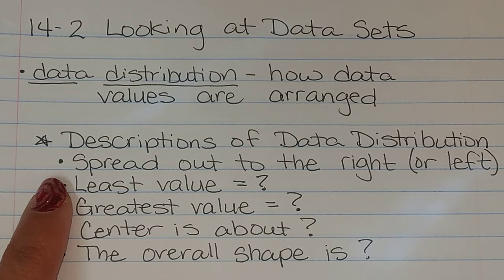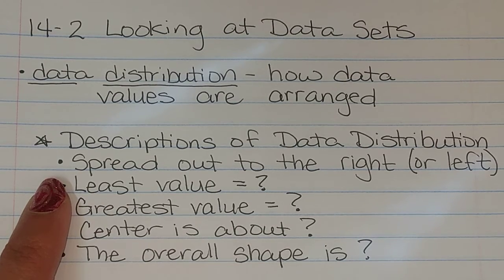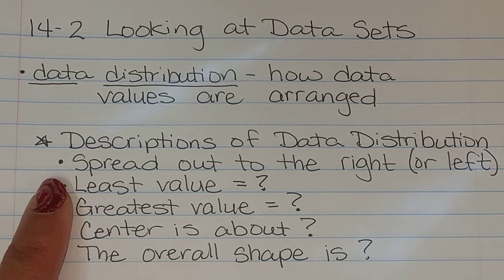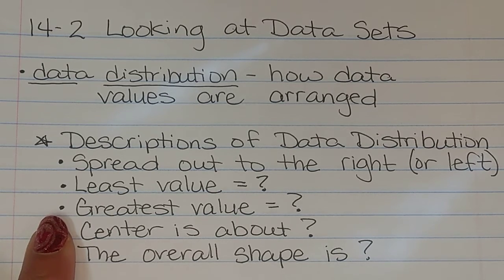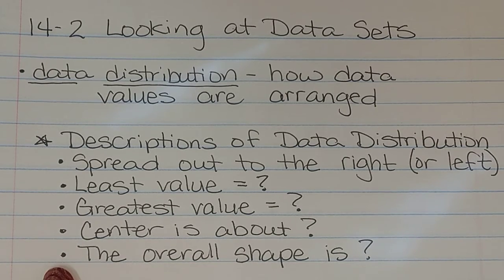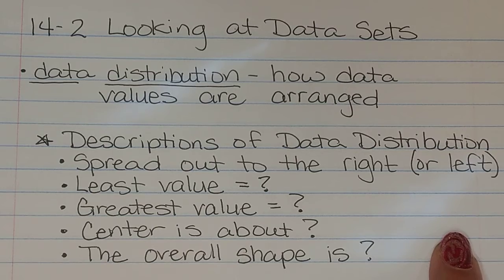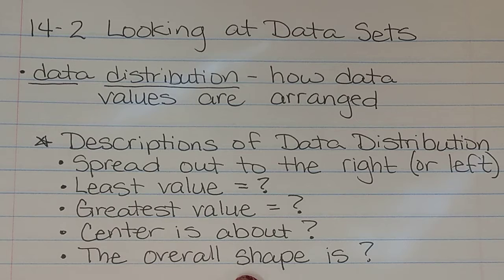The spread out to left or right, meaning how far to the left is it? How far to the right is it? Is there more data to the right of the chart, or is there more data to the left of the chart? What is the least value? What is the greatest value? Where the center is, and what does the overall shape look like? Does it look like a curve? Does it go up in one section and then down and then up again? Does it just arch the whole way? What shape is the data?